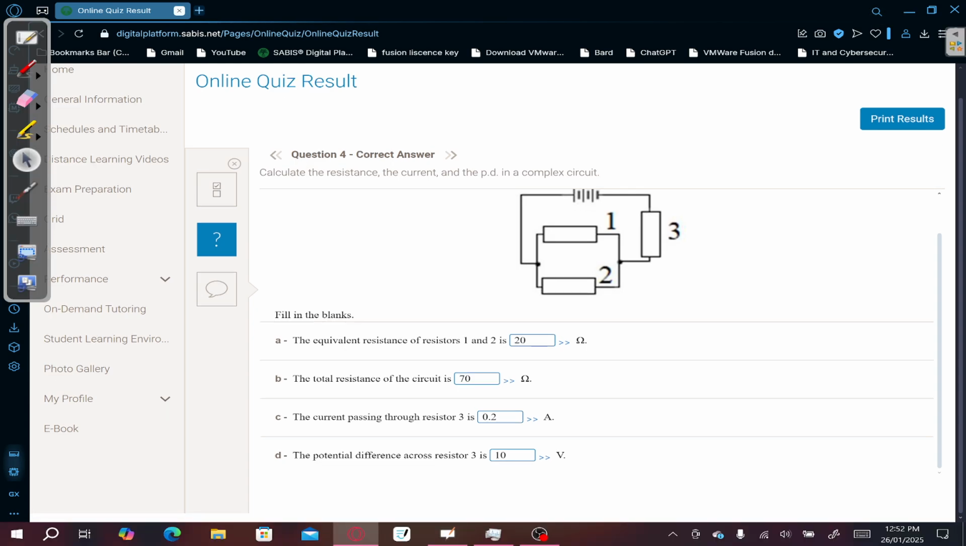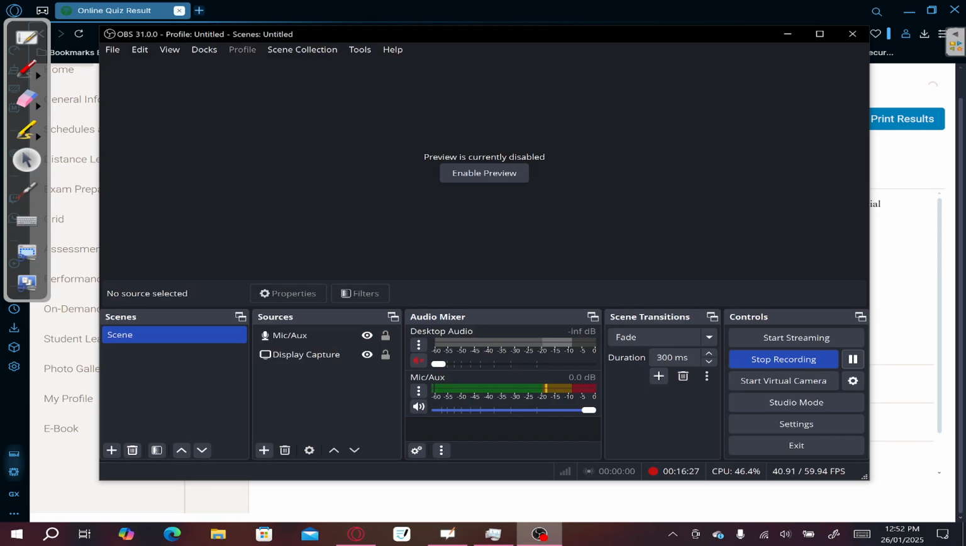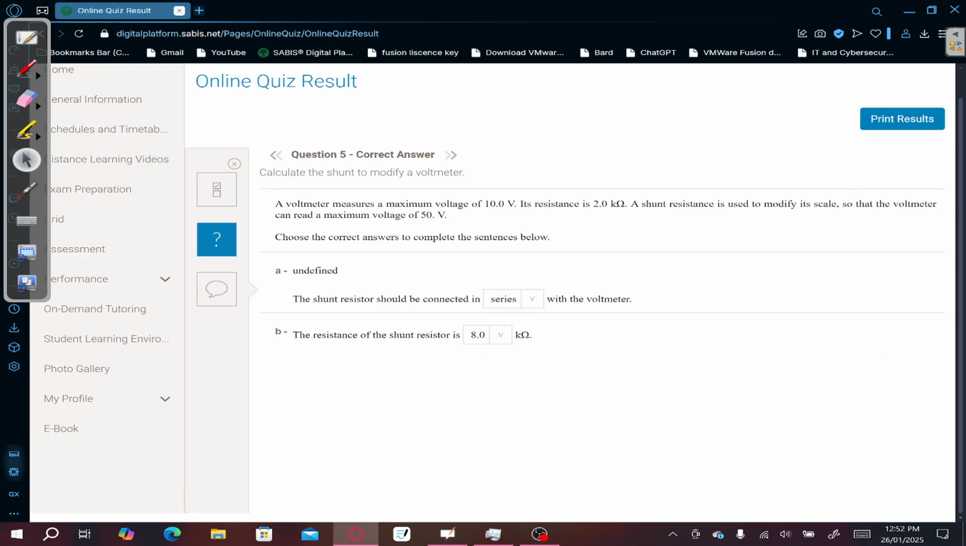Okay, question 5. A voltmeter reads the maximum voltage of 10 volts. This is shunt resistance. I'll start off by saying the formula for the shunt resistor: V1 over R1 equals V2 over RF plus R1. You might be asking what RF, R1, V1, V2 are. I'll get to this now.